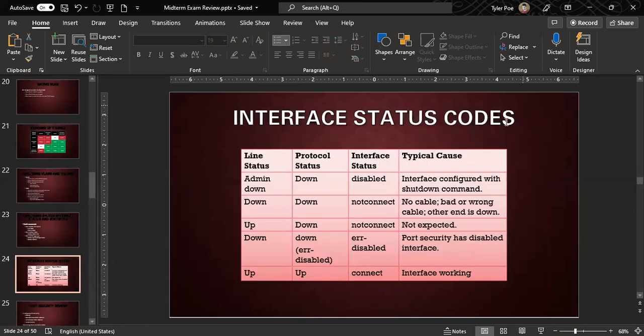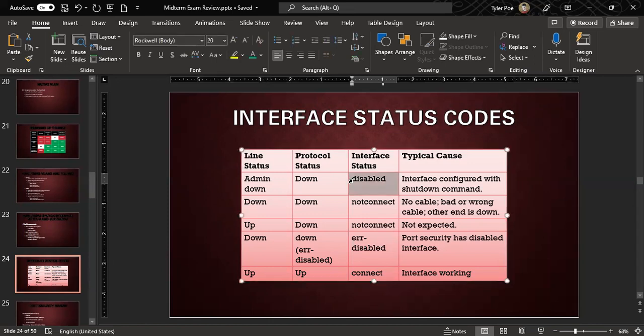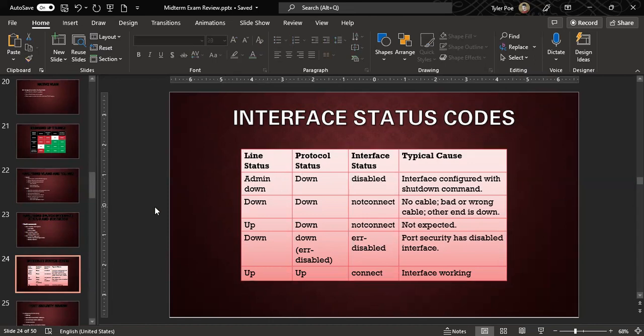So here are all the interface status codes. You may need to memorize these for the exam. They're also good for troubleshooting. Admin down/down is what you see when an interface is manually shut down. You've probably noticed that by now, but with show interface status, instead of seeing admin down/down, you actually see the word disabled. That means the same thing.